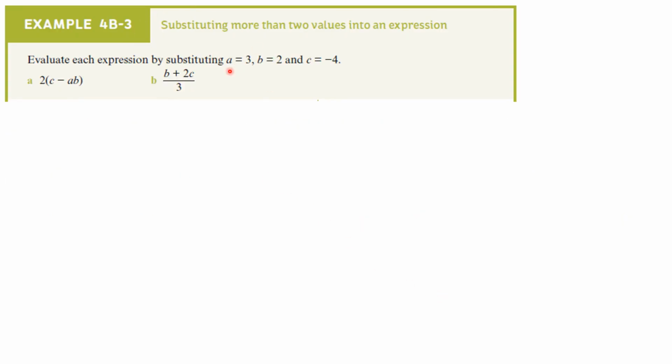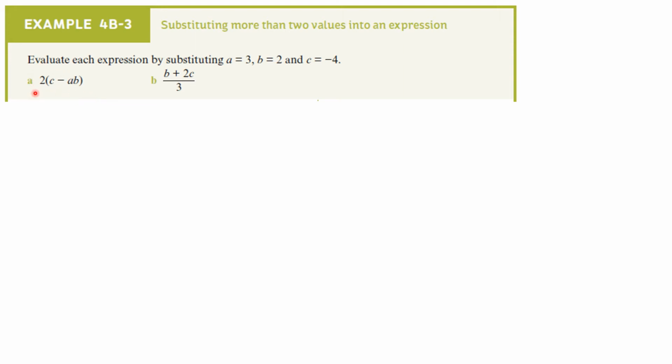So we have been given A is 3, B is 2, and C is negative 4. This is our first value here where we have a negative. So we need to take careful consideration when we substitute negative values. That may end up changing the sign of your answers.